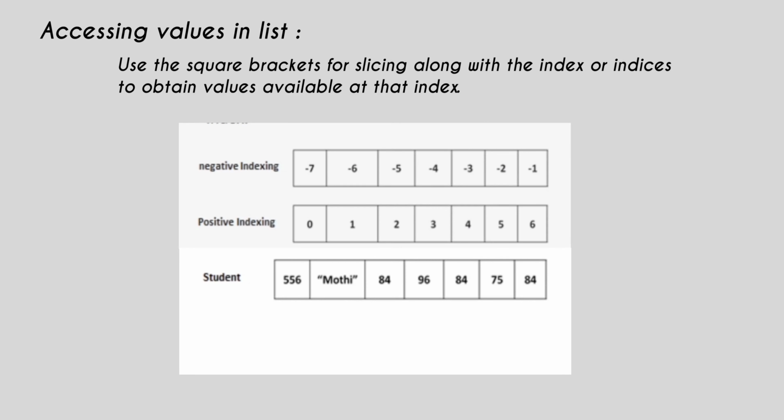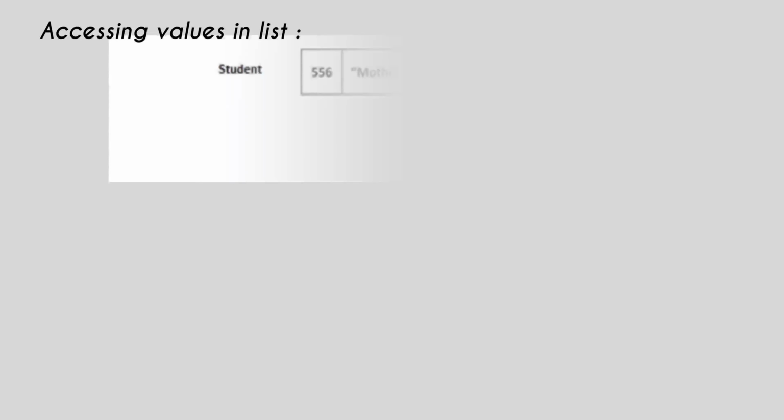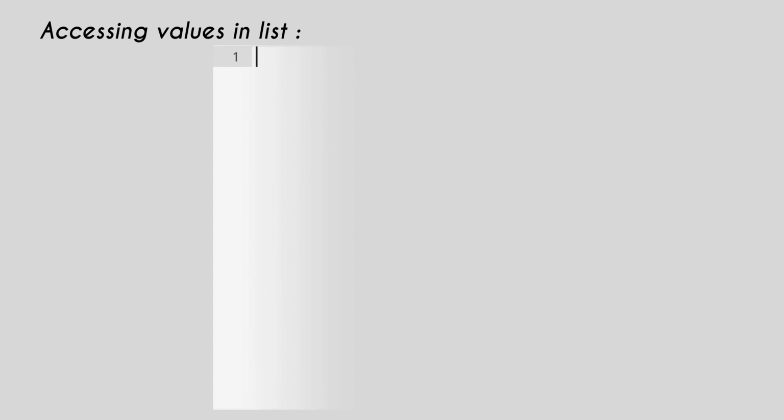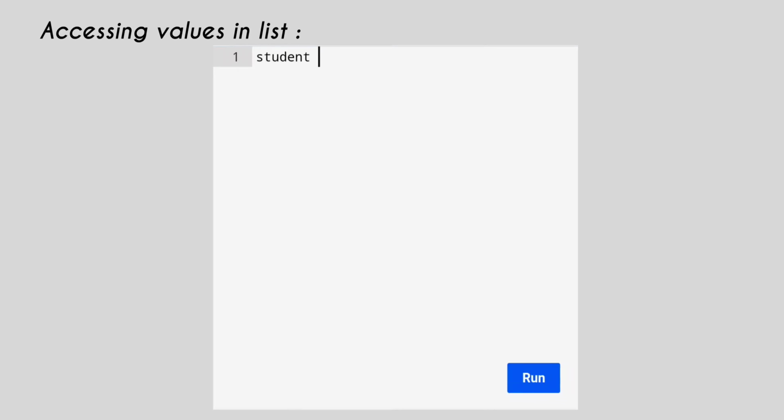Negative indexing goes minus 7, minus 6, minus 5, minus 4, minus 3, minus 2, minus 1, and positive indexing goes 0, 1, 2, 3, 4, 5, 6. We take a student with roll number 556 and name Mohit, who got the marks 84, 96, 84, 75, and 85. We take the student in the online compiler. We get the student with roll number 456 and name Balu.